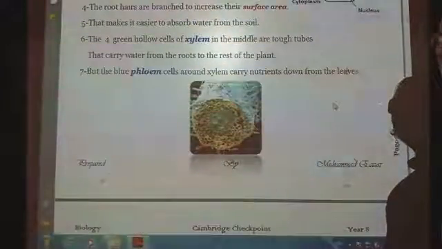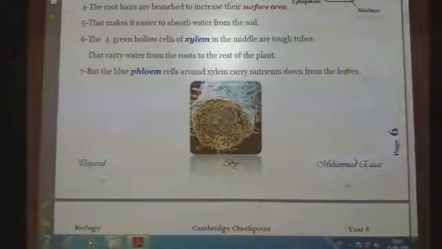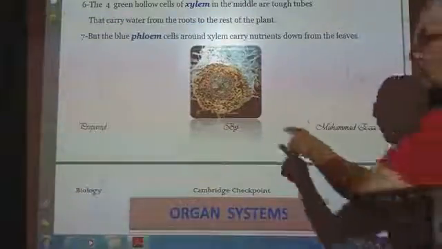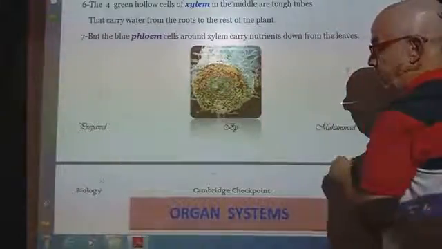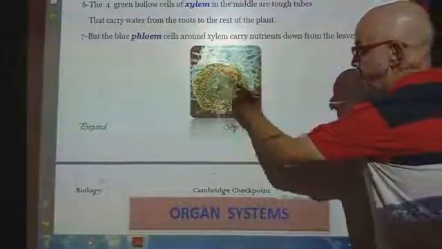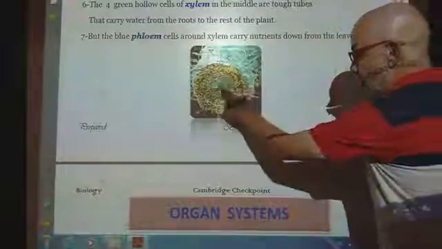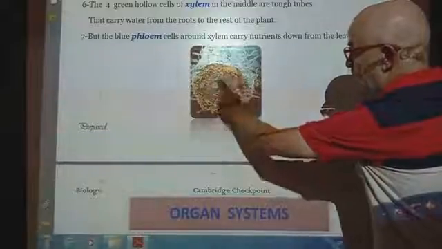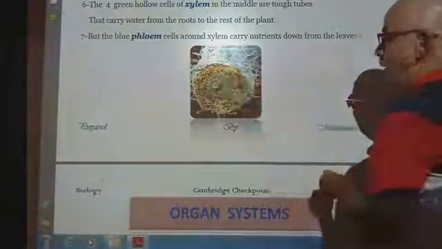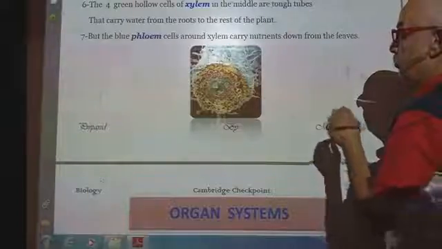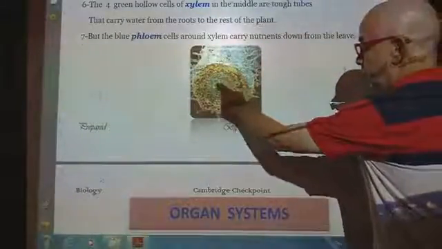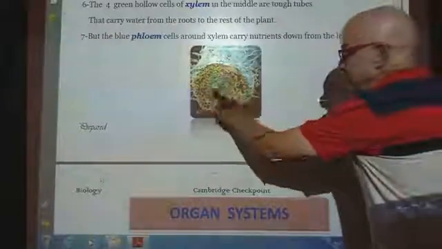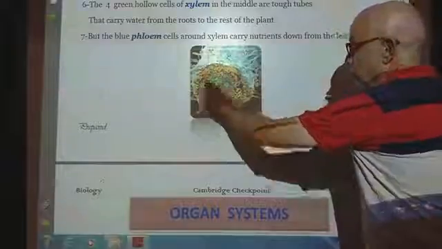Here we have very special cells existing in the stem. If you look at the cross section of the stem, you can recognize that we have 4 obvious circles, 1, 2, 3, 4, surrounded by smaller circles around. The 4 circles in the middle are very special green hollow tubes, which are called xylem. But the smallest circles around the xylem are called phloem.